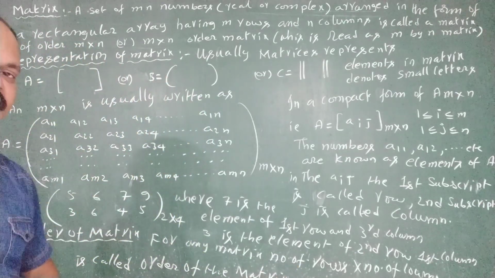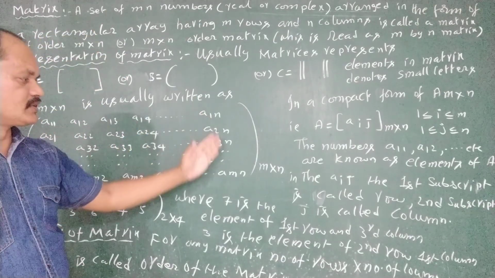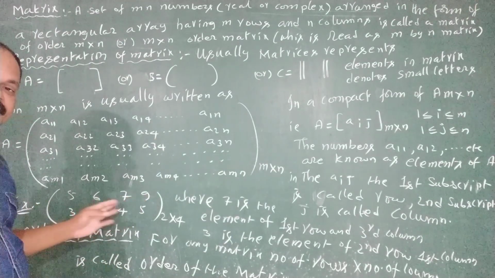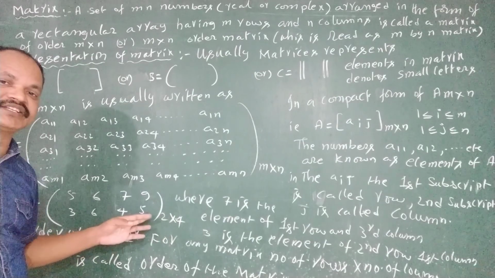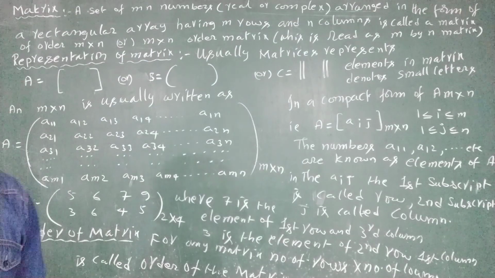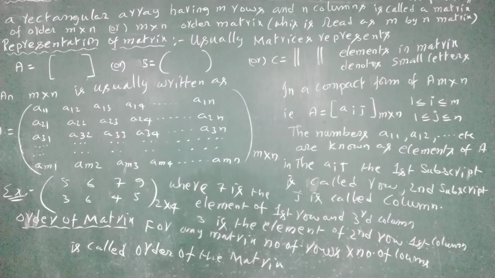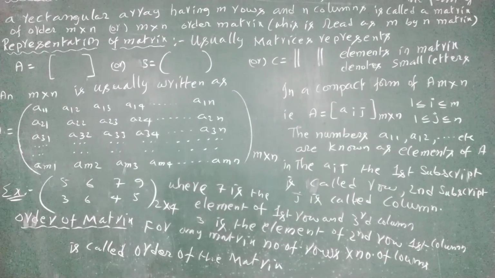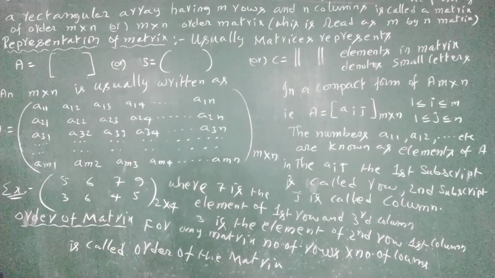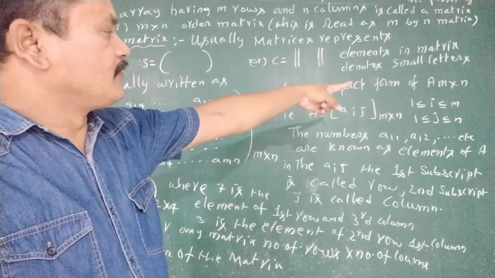So the order of the matrix is nothing but, for the rectangular array, since here it is m rows and n columns, the order is m by n. For this one, it represents 2 rows and 4 columns, so the order of this matrix is 2 by 4. That's all. So this is the complete concept of the matrix definition and representation of matrices, actually in the compact form A m by n.